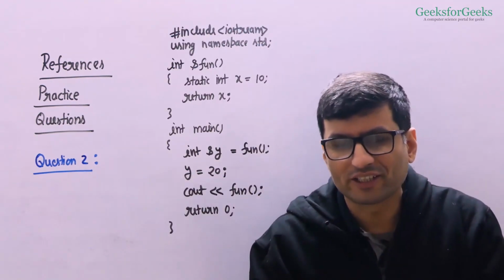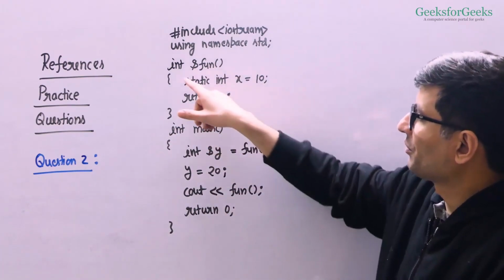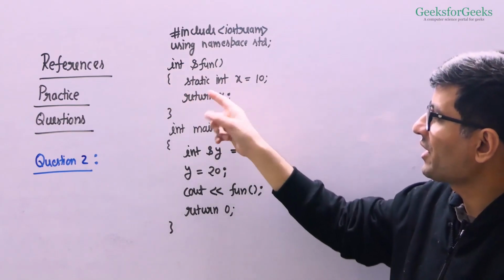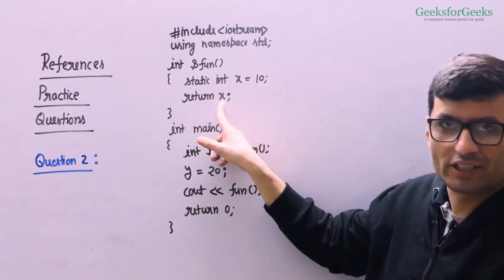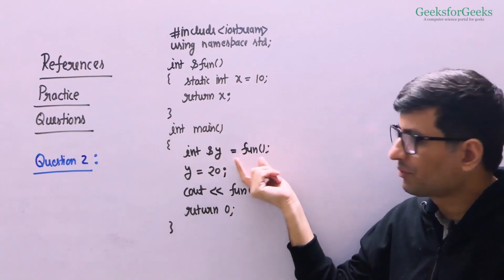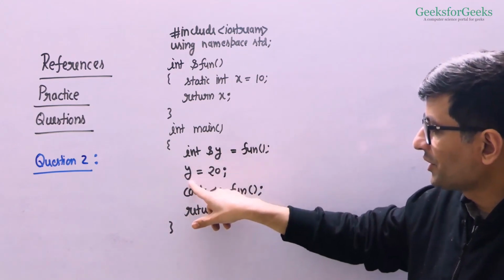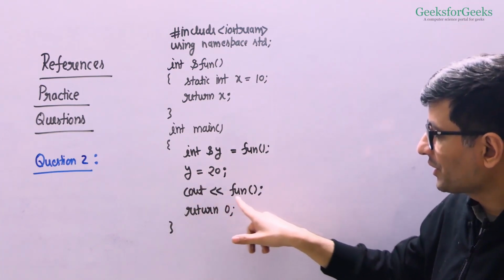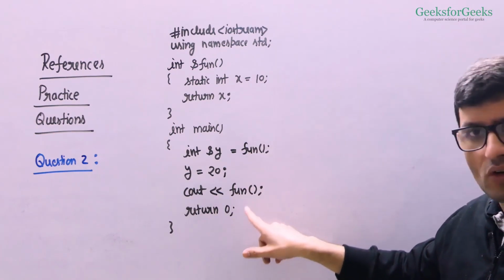Let's now take a look at this question and try to guess the output of this program. So we have this function which is returning a reference. And what are we returning? We have a local static variable x whose value is 10 and we are returning x. In the main function, whatever it returns, we have a reference to the return value. Now we change this reference y equal to 20, and now we print the return value of the function. So what should be the output here, 10 or 20?